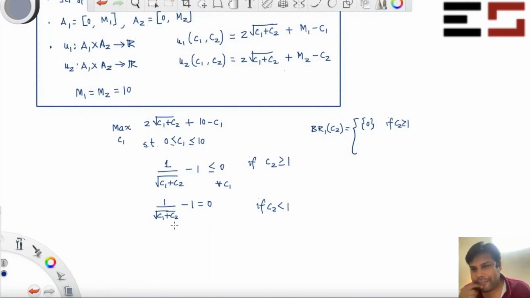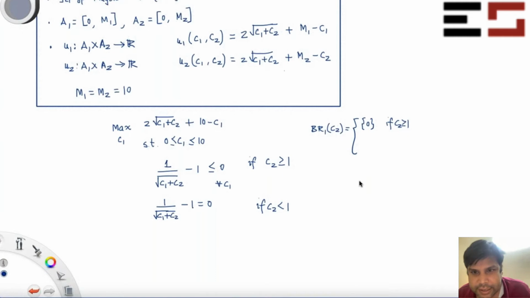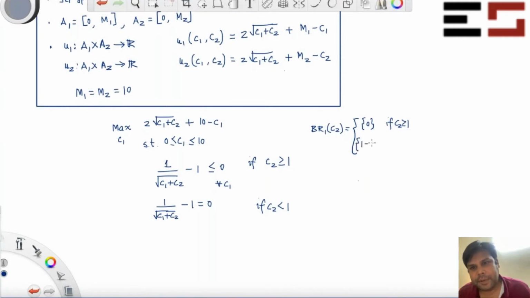Got it, sir. That's the point. Okay, so if you just solve it, what is the optimal contribution? C1 equal to 1 minus C2. That's right. So there is a unique best response, which is 1 minus C2 if C2 is less than 1.